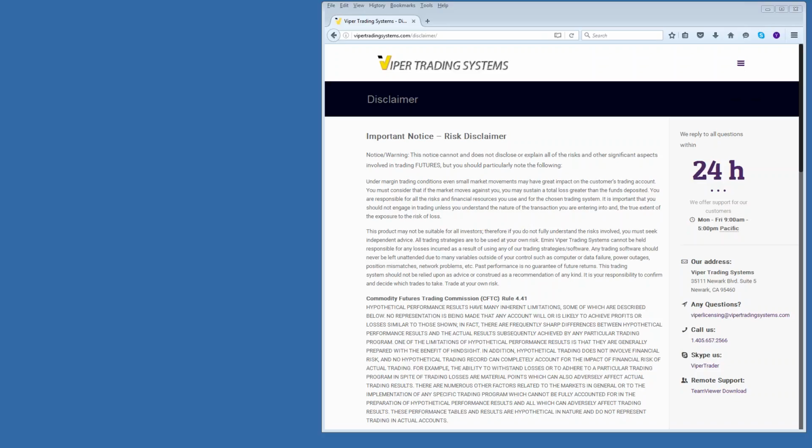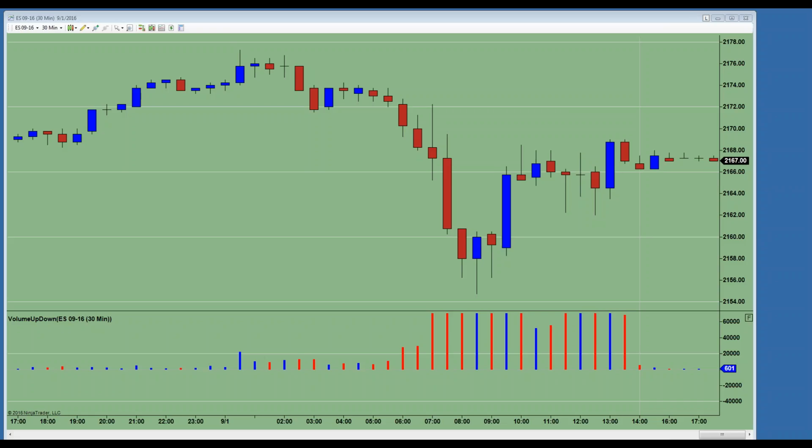And what it is, let me just show you on ES. I know a lot of you don't trade ES, but you can put this on pretty much any instrument, and you might find it helpful. Let me just show it to you real quick. This is a 30-minute chart of the E-mini S&P.